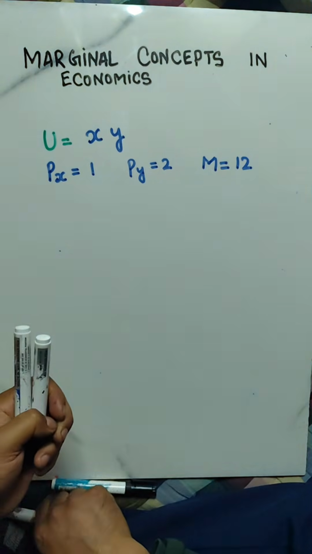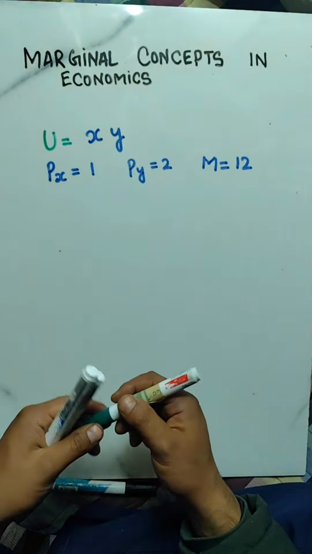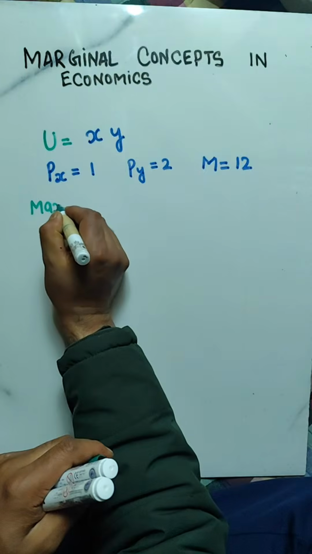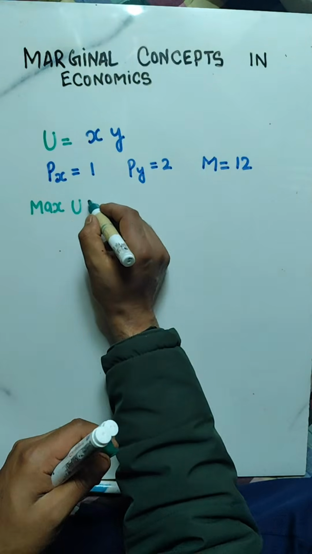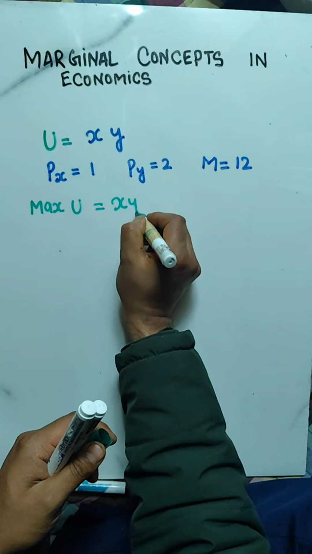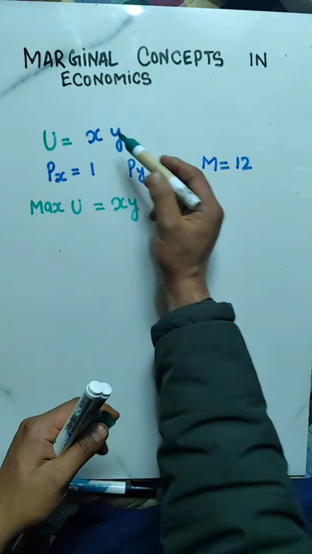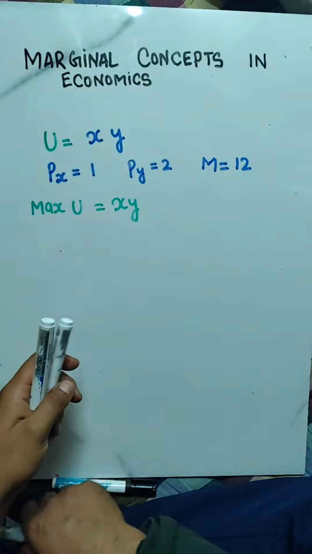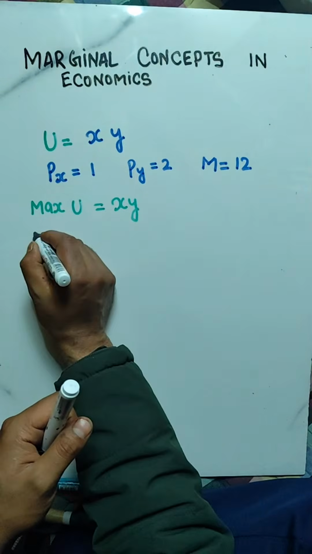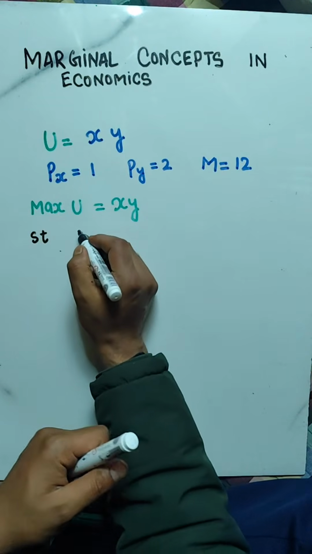Since this is a case of utility maximization, our endeavor will be to maximize the utility of the consumer, which is given by xy. We have a consumer who consumes two goods, x and y. We want to maximize the utility of the consumer subject to the budget constraint that he will be facing.